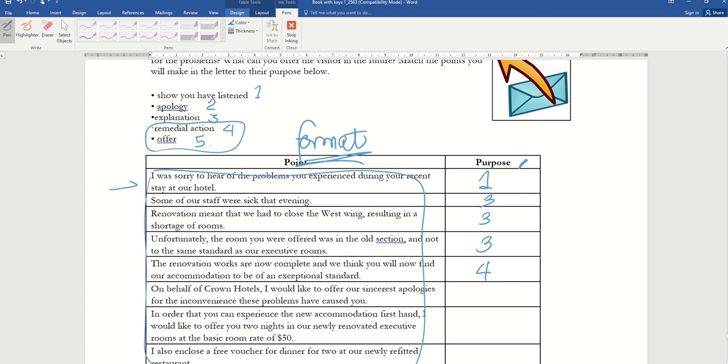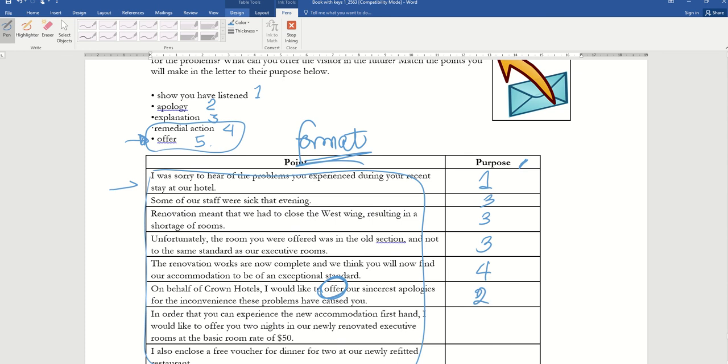On behalf of Crown Hotels, I would like to offer our sincerest apologies for the inconvenience these problems have caused you. What is it? Is it offer? No. Every time that you see to offer our sincerest apology, offer, this is not compensation. Offer here means to apologize.